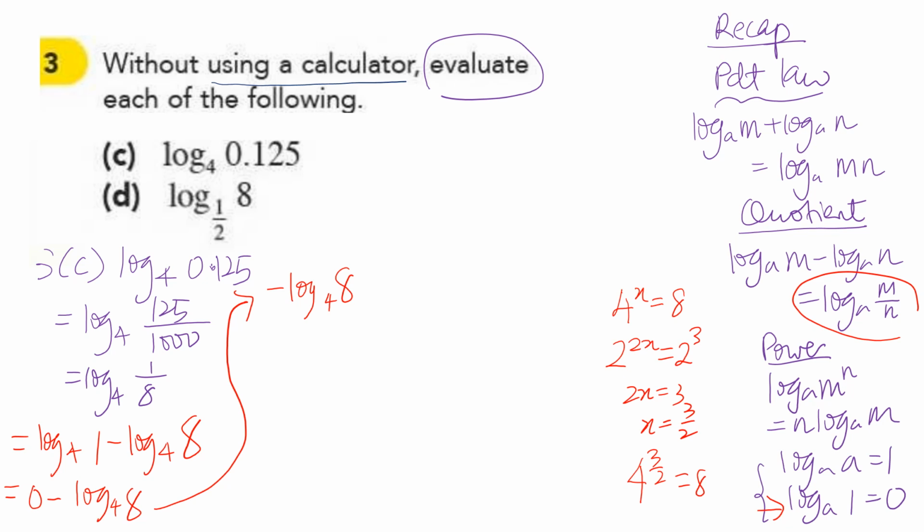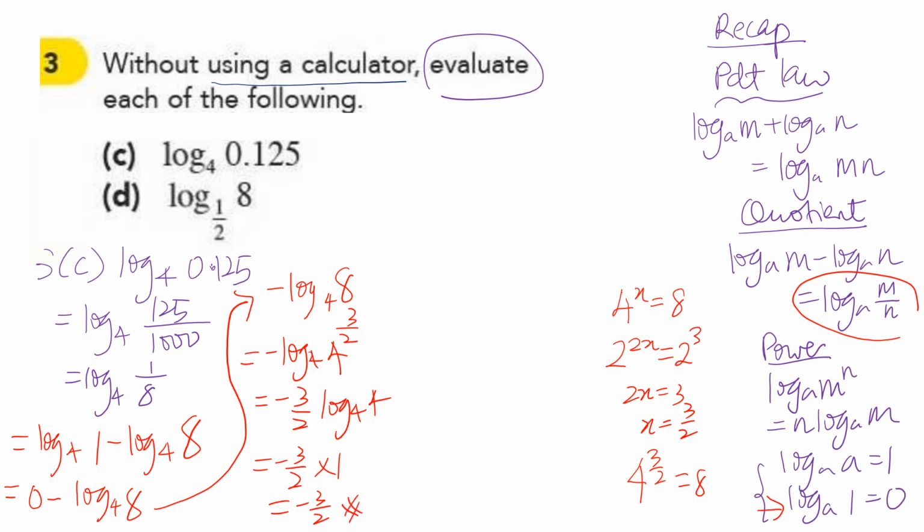So one way of doing it is to rewrite it as 4 to the power of 3 over 2. Then you use the power law to bring down the power to get negative 3 over 2 times log base 4 of 4. And log base 4 of 4 is 1, so you get negative 3 over 2 times 1, which gives you negative 3 over 2. So this is one way of doing it.